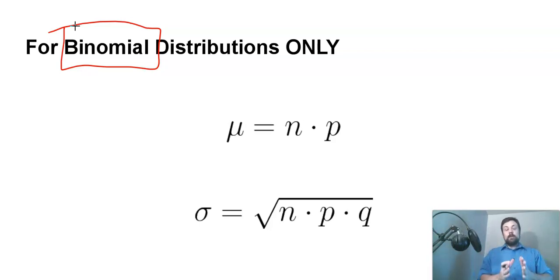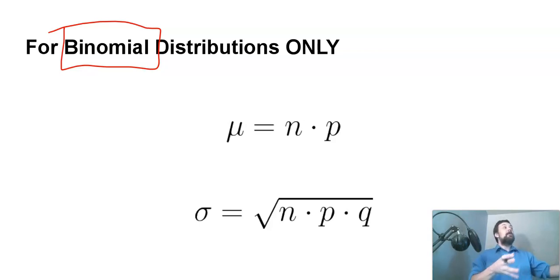So do not use this formula to calculate the mean or the standard deviation for other types of probability distributions. It doesn't work. Only for binomial distributions. So please keep that in mind. And this is why binomial distributions are nice. It's nice to be able to construct these and to identify when they're occurring, because then we get these nice, easy formulas for calculating the mean and the standard deviation. But if it's not binomial, you can't use these formulas.